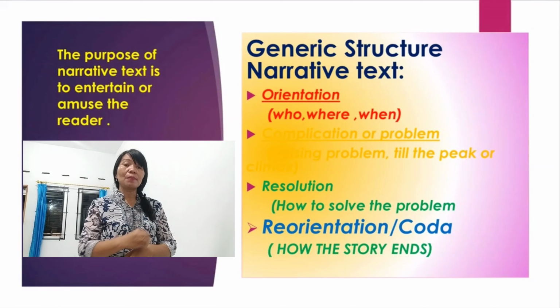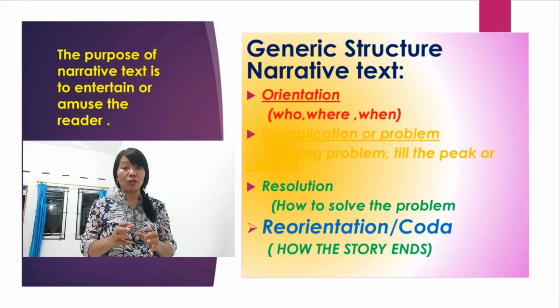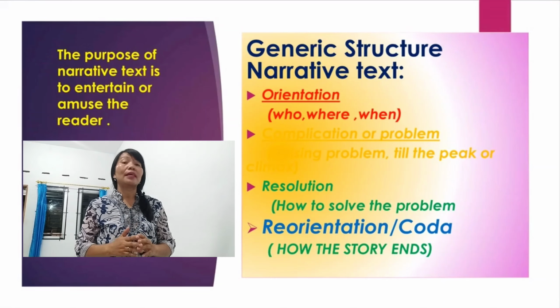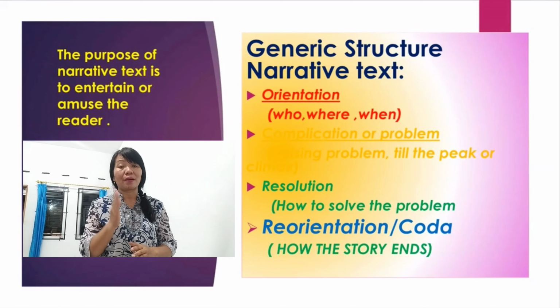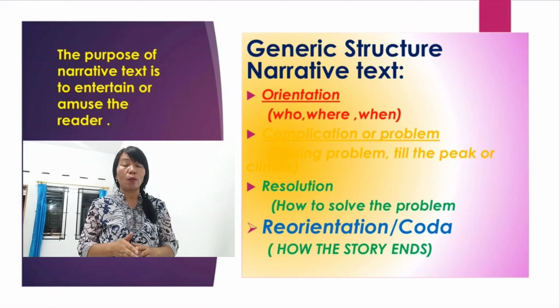Now, let's discuss the generic structure of narrative text. First is orientation. Orientation is the beginning of the story that discusses the background. The background consists of who the character is, where the story took place, and also when the story took place, the time.